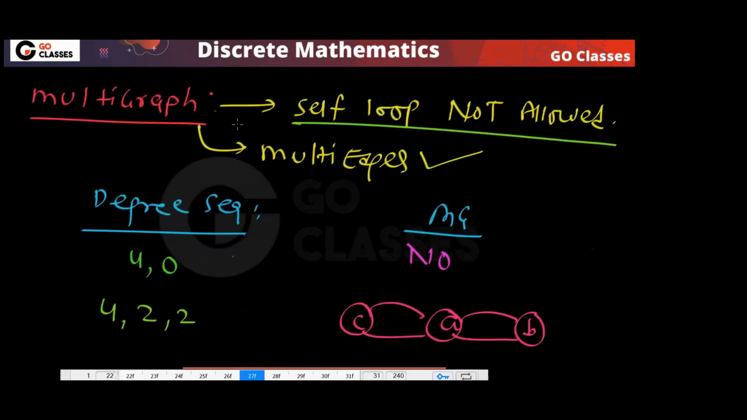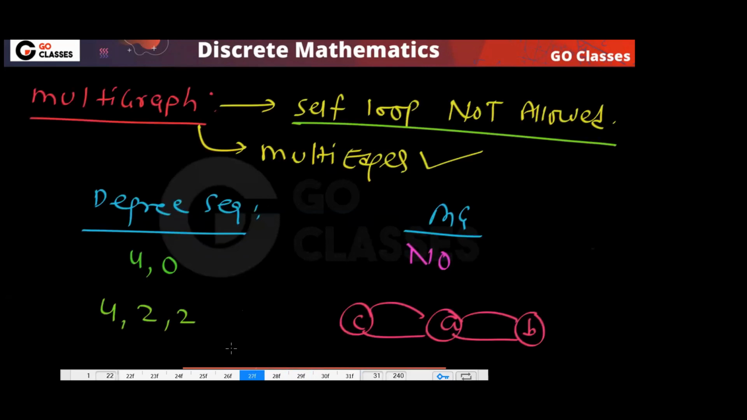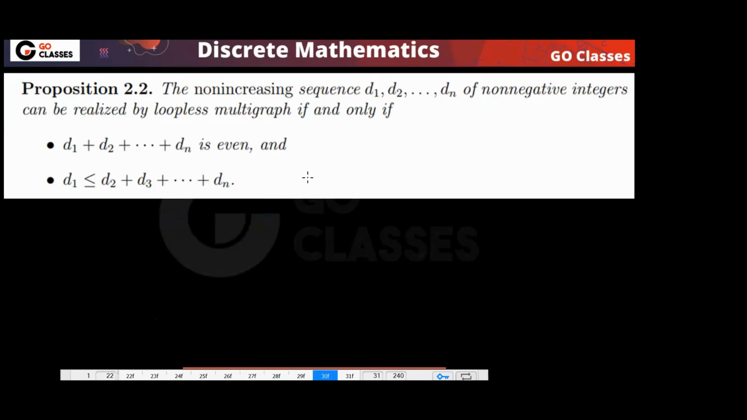Now, what is the condition for multigraph realization? Like if you have a degree sequence, can you create a multigraph or not? What is the condition for that? And the condition is just one more restriction. You have a degree sequence, for that degree sequence, a loopless multigraph without self loop.